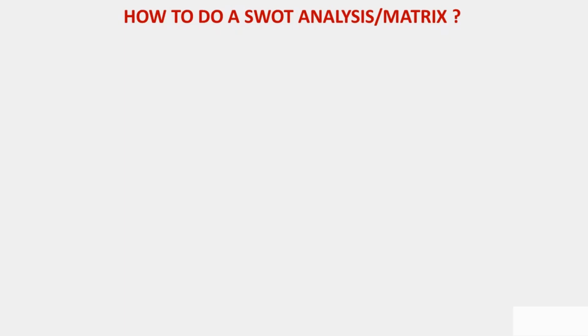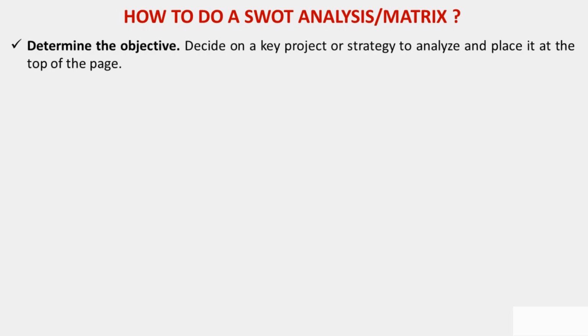Now, how to do a SWOT analysis, how to make a matrix of it. This is the step-wise process. Remember, determine the objective first. If you're clear in your research about your objective, then you can decide on a key project or strategy to analyze and place it at the top of the page. So first determine your objective, that's important.